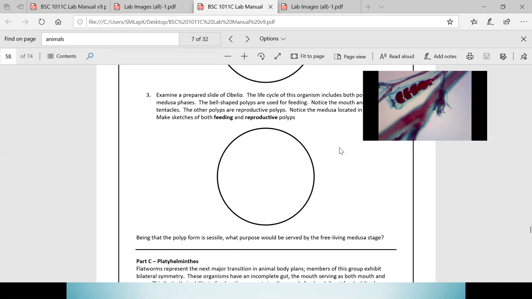Reproduction of food. Well, food, capture of food. Yeah, absolutely. So capturing of food. And of course the stinging cells would subdue the prey and all that sort of stuff. So when we talk about a colonial hydroid like this, we say that different polyps do different things.